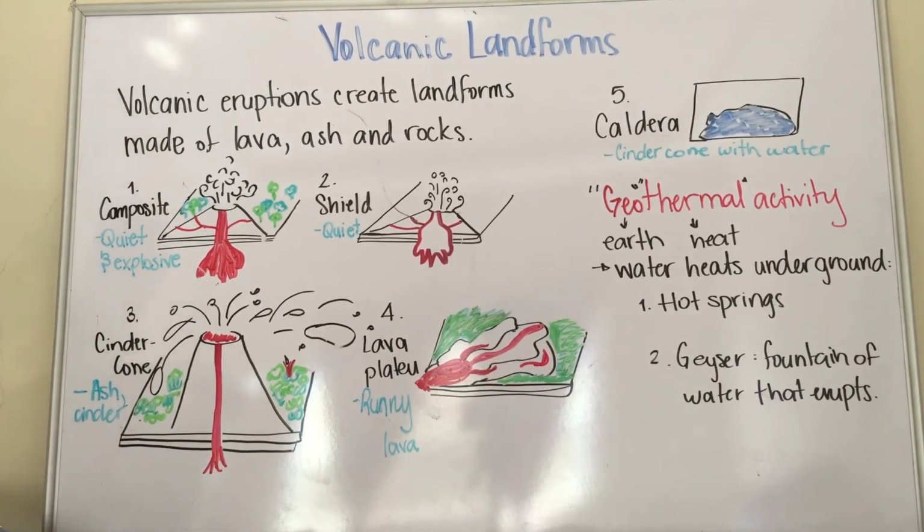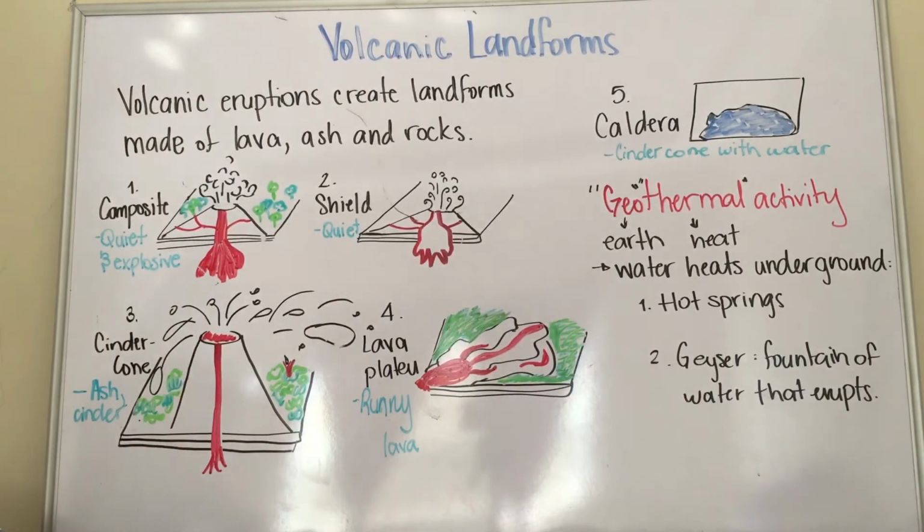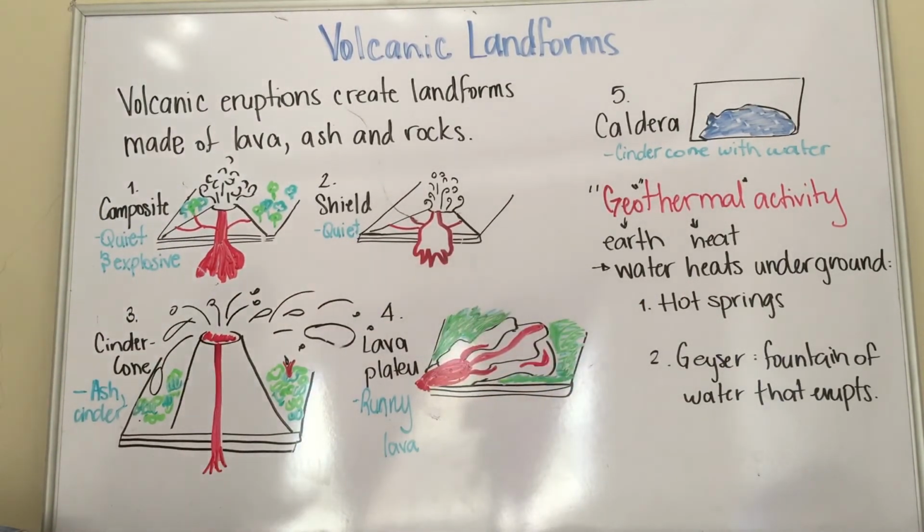But we have something very important when we're talking about volcanoes, lava, and magma: geothermal activity. What does geothermal mean? Geo comes from earth and thermal comes from heat. This means that we have water heating underground because it's close to a magma chamber or to lava flows. The first one we have is hot springs. Hot springs are a river or a tiny pond that has hot water, for example, las aguas termales.